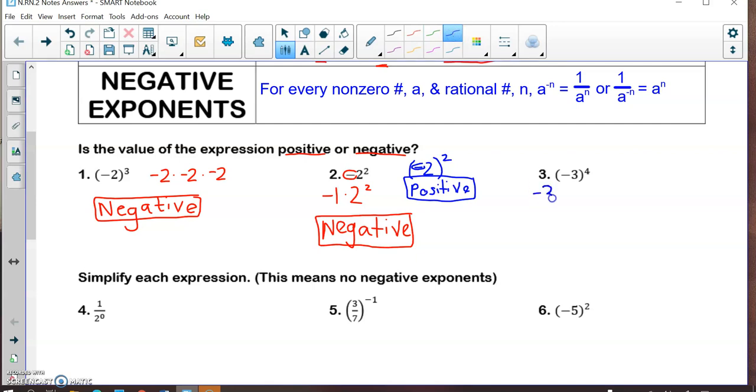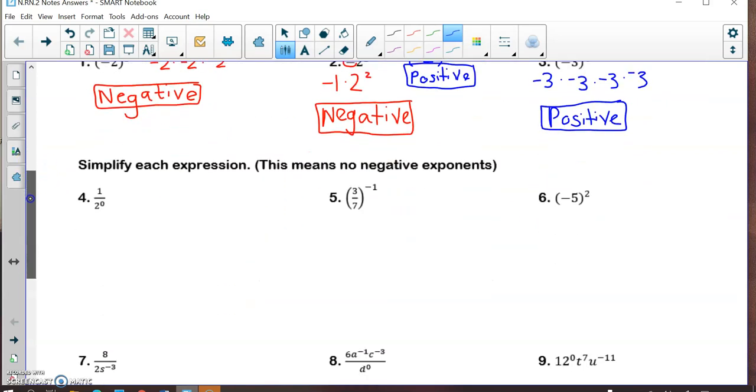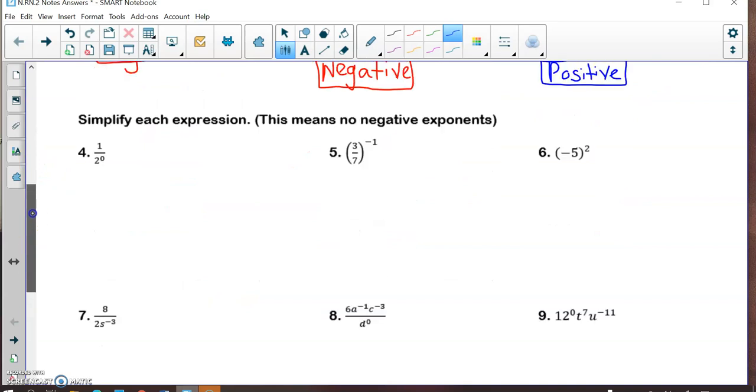So in number 3, we have negative 3 to the 4th power. So this is negative 3 times negative 3 times negative 3 times negative 3, because the negative's in parentheses, so it's attached to that exponent. If you have an even number of negatives being multiplied by one another, then you wind up with a positive value. If you have an odd number of negatives being multiplied by one another, then you wind up with a negative value.